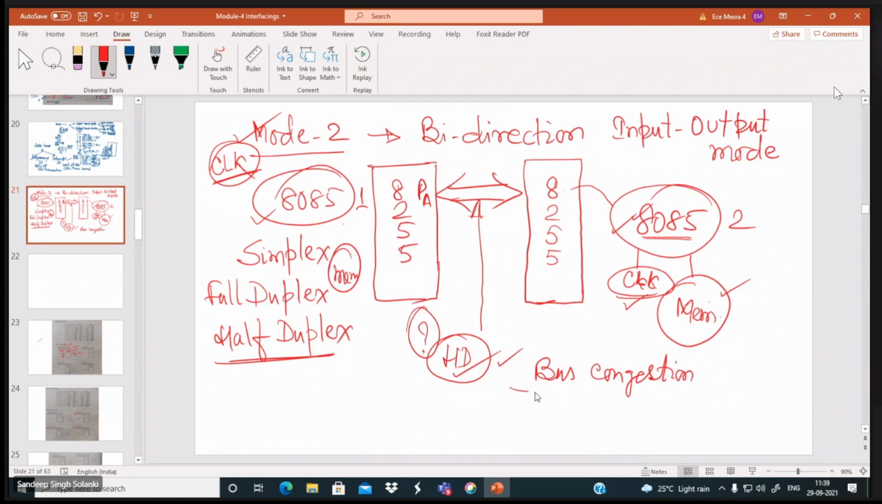What is the problem? The bus congestion. The bus congestion means what you are having here: IBF, OBF, strobe, and acknowledge. The same thing you are also having here: the OBF, IBF, acknowledge, and strobe. And their connection you will find is happening like this.